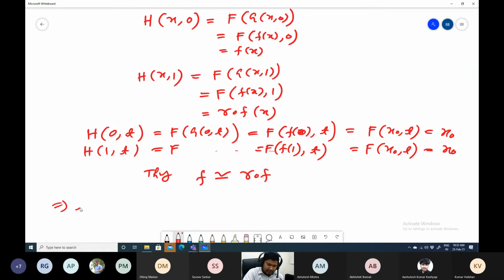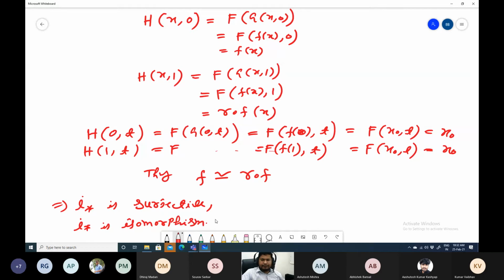So that implies I star is surjective, and since it is also injective, therefore I star is an isomorphism. So we are done. That is a simple one, just a construction. Now tell me if you have any doubt.